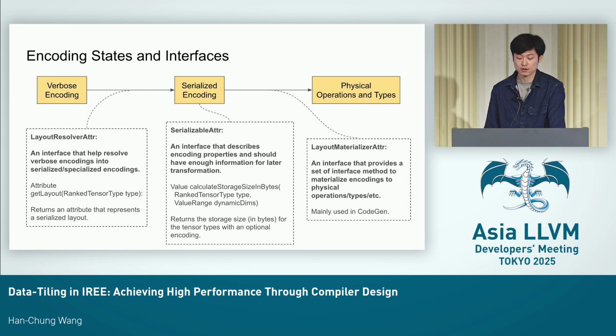In the past, we implemented different encoding materialization passes for different backends. After we learned more about encodings, we have better abstractions for the encodings, and we created the interface for the lowering. All the lowering is developed through the interfaces, which means that people can create their own encoding attributes and resolvers to plug their work into IREE as long as they implement the interfaces.